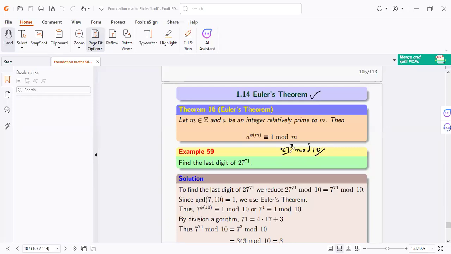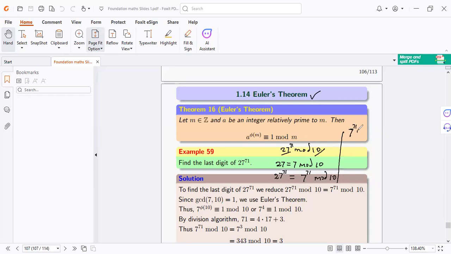So the first thing I would do, since 27 is larger than 10, is reduce this number first. 27 is the same as 7 mod 10. So 10 goes there, and the remainder is 7. Therefore, 27 raised to 71 is the same as 7 raised to 71 mod 10. Now that I've reduced it to 7 raised to 71, that's what I want to solve.